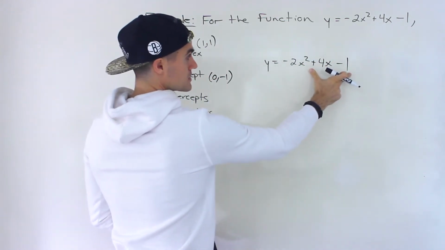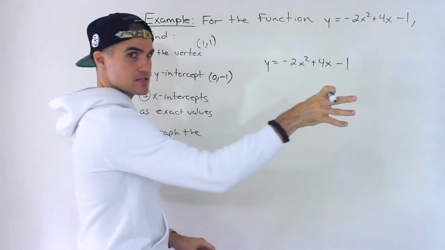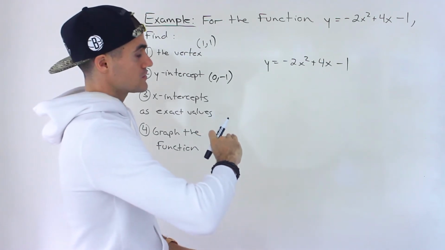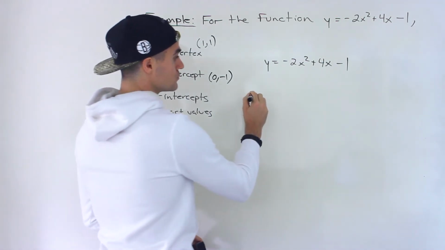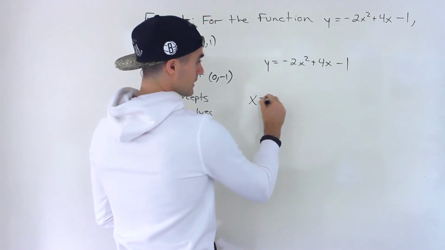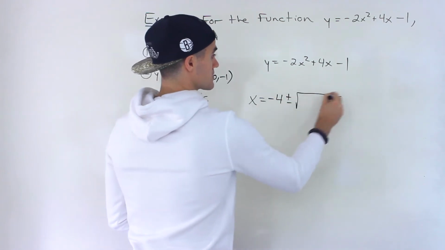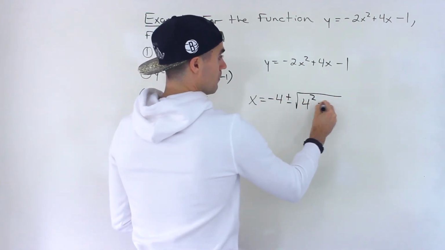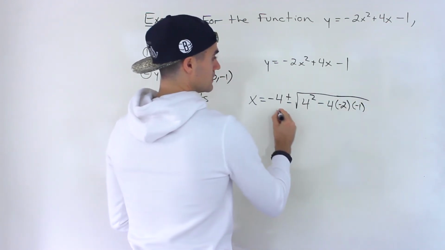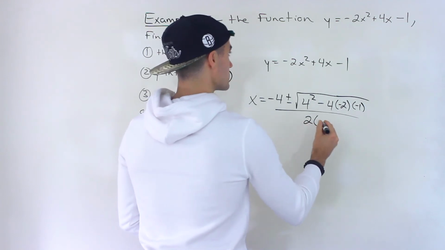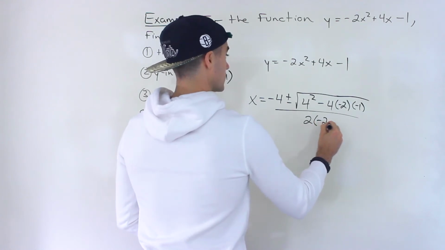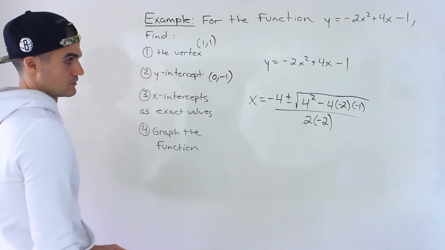Right? If we multiply these two, there's no two numbers that multiply to +2 and add up to 4. So it's not going to factor smoothly, so we have to use the quadratic formula. And so it would be -b, so -4 plus or minus the square root of b squared minus 4 times a times c, and that's going to be all over 2 times the a value of -2, like that.